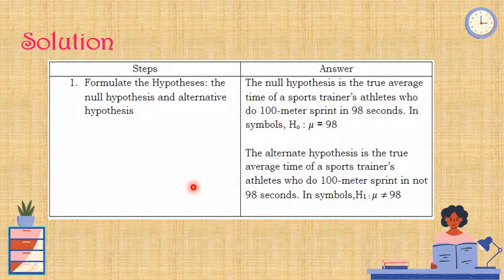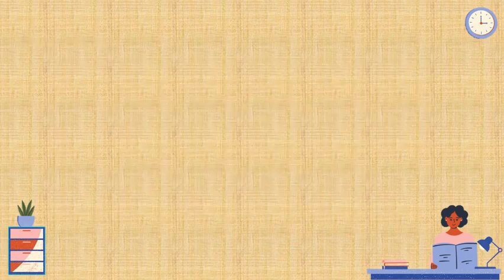Solution, step 1, formulate the null and alternative hypotheses. So, the null hypothesis is the true average time of a sports trainer's athletes who do 100 meter sprint, which is 98 seconds. So, in symbols, null hypothesis mu is equal to 98. The alternative hypothesis is the true average time of a sports trainer's athletes who do 100 meter sprint, which is not 98 seconds. So, in symbols, ang ating alternative hypothesis mu is not equal to 98.